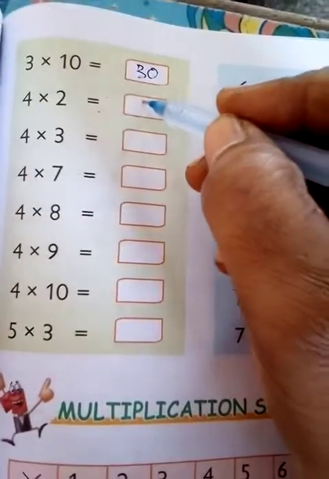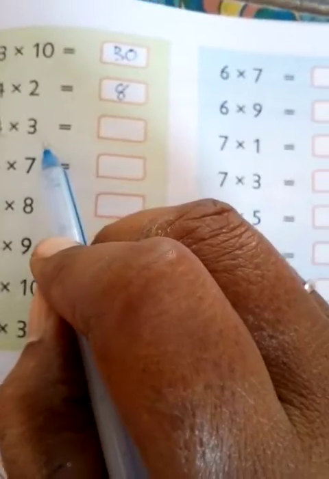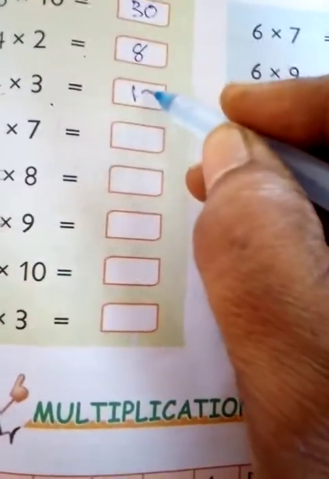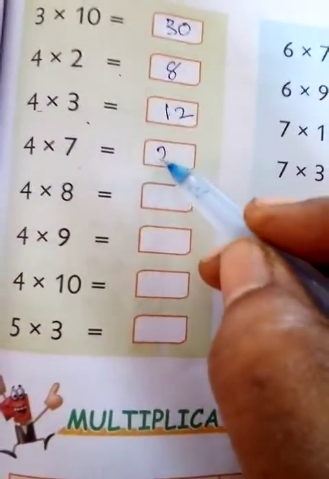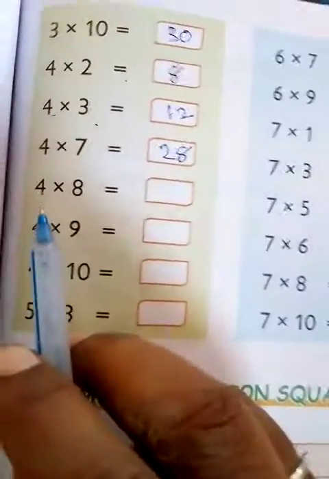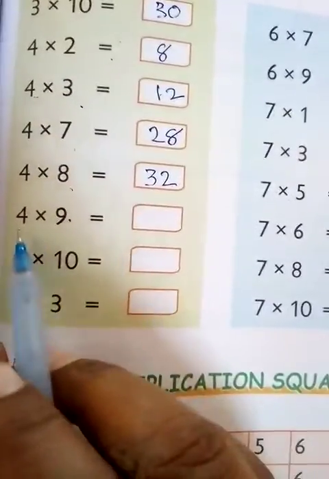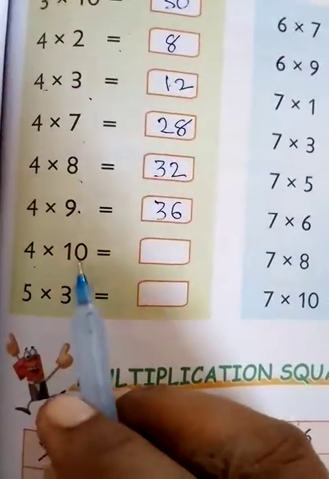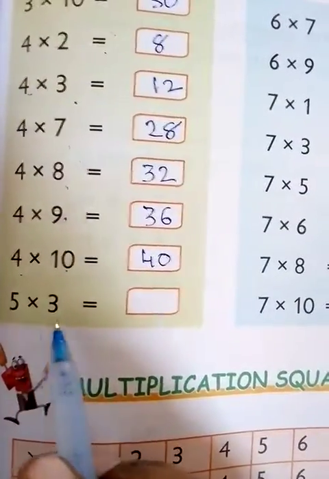4 ones are 4. 4 twos are 8. 4 threes are 12. 4 sevens are 28. 4 eights are 32. 4 nines are 36. 4 tens are 40. Here 5 threes are.